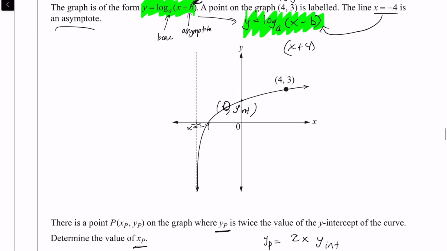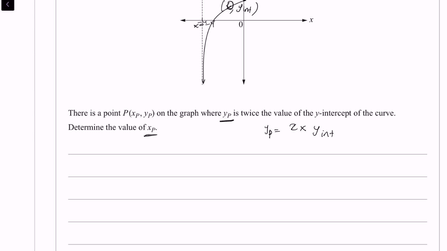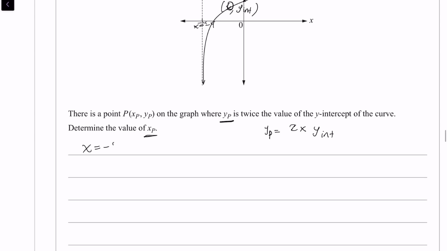We know that x equals -4 is a vertical asymptote.